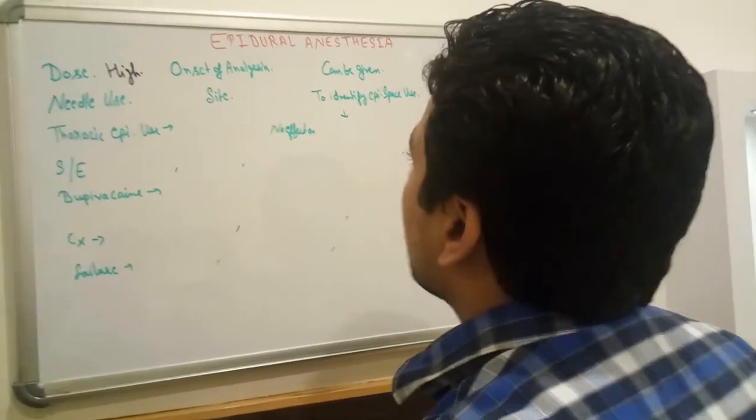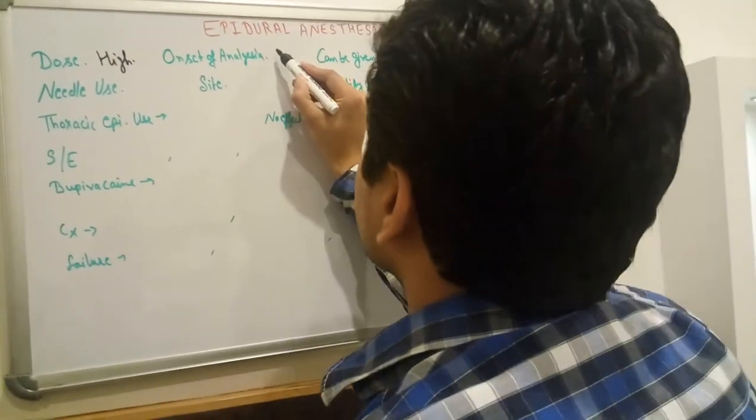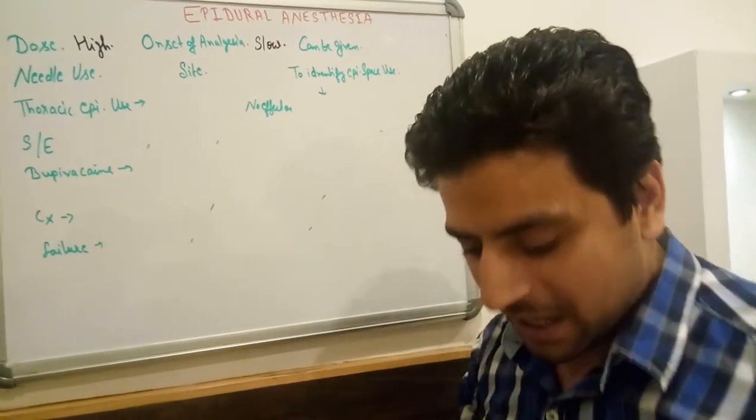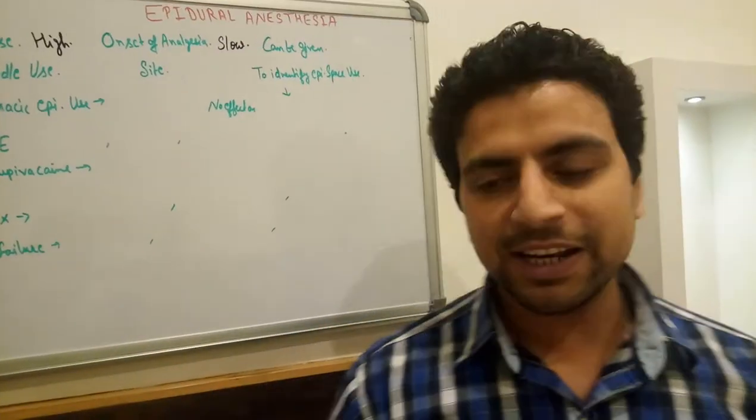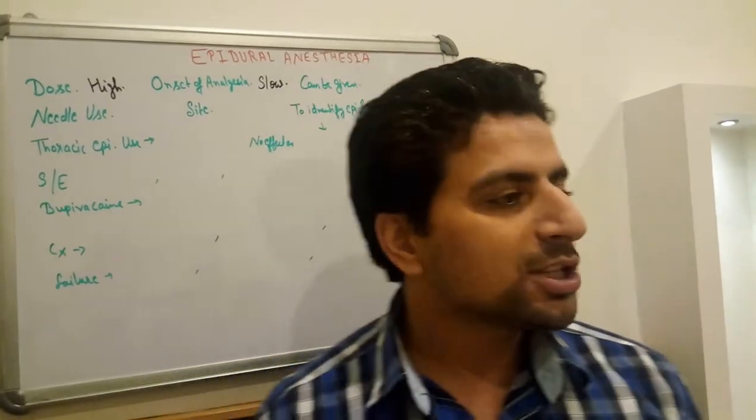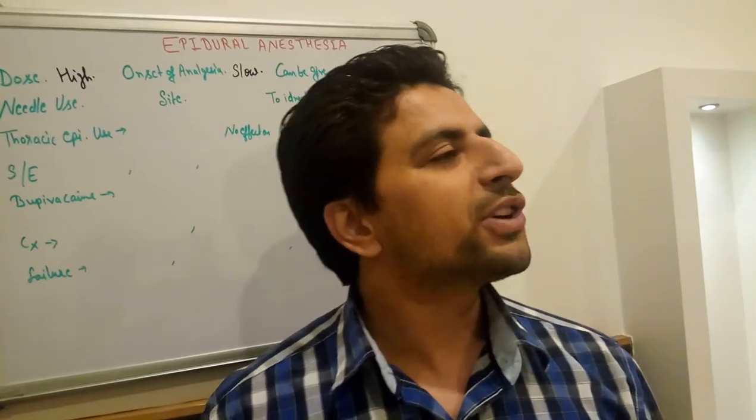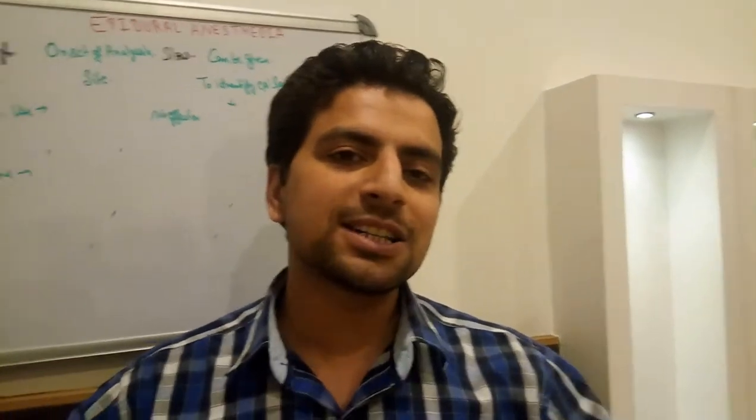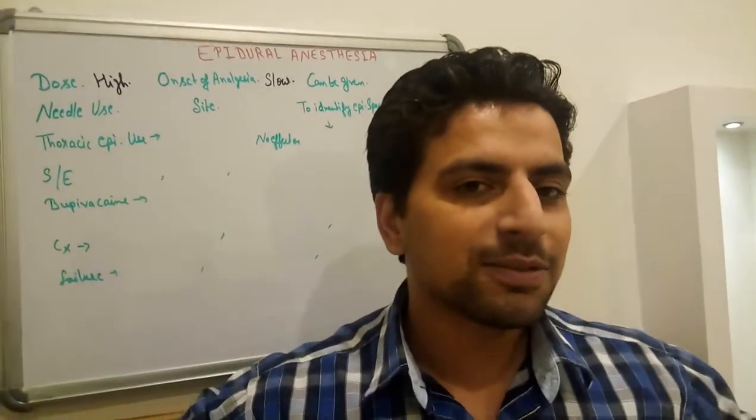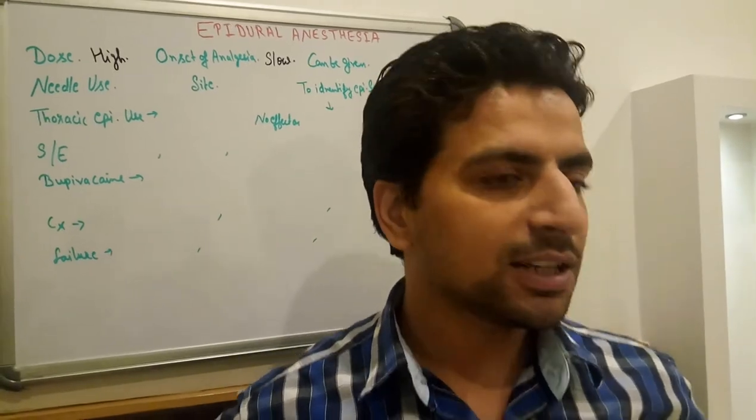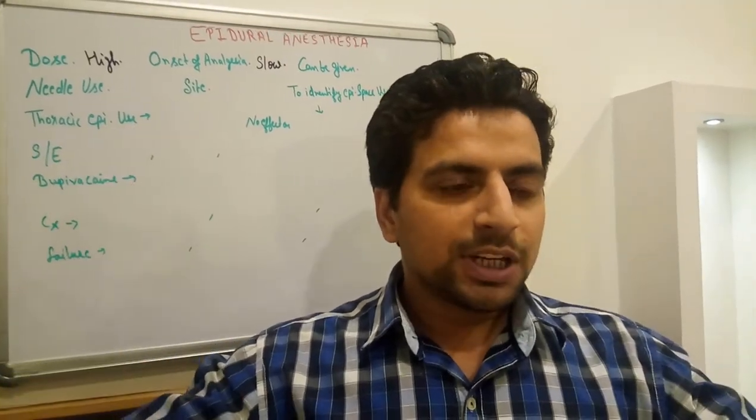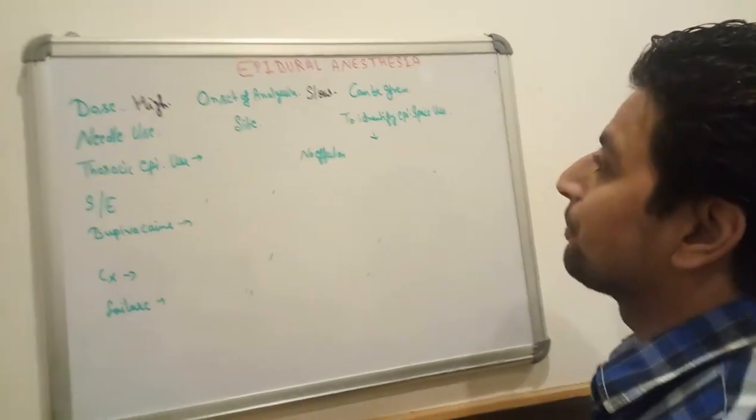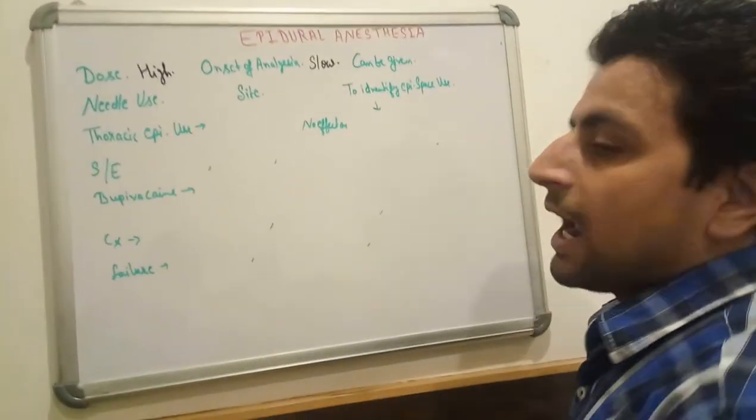Onset of analgesia here is slow. Sometimes in the operation theater, when the anesthesiologist gives epidural anesthesia, the patient still moves his legs a little, but after a few minutes, when time goes, he loses his sensation, my dear friends. Okay, that is how epidural anesthesia can be given.